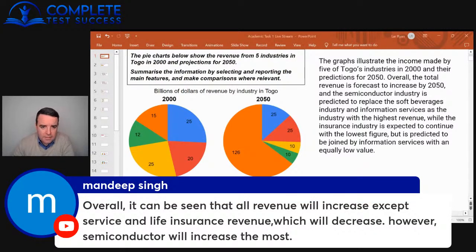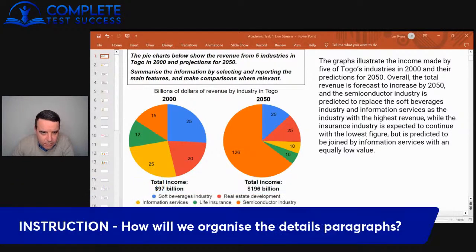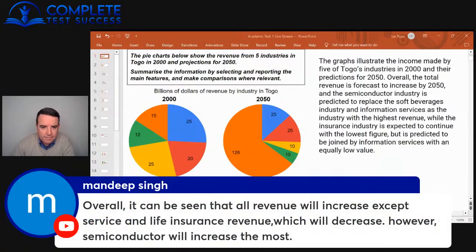Mandeep: "Overall, it can be seen that all revenue will increase except service and life insurance, which will decrease. However, semiconductor will increase the most." So there's one that stayed the same as well, Mandeep. The blue one is the same in each one. So you need to include that.